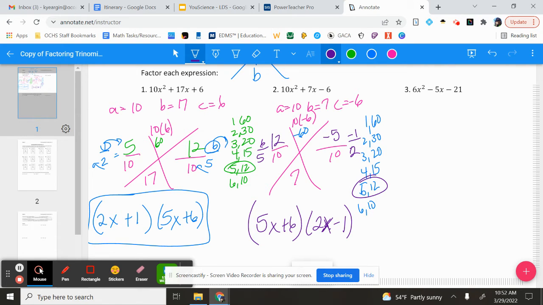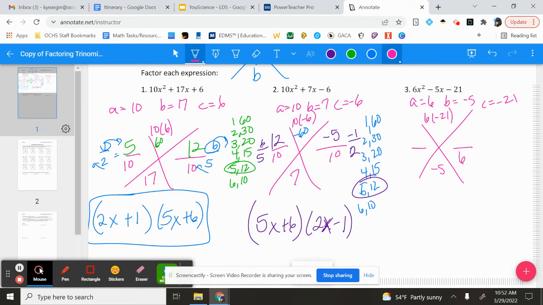As we get ready to look at the last one here, we're going to identify our a, b, and c values. So a is equal to 6, b is equal to negative 5, c is equal to negative 21. Put them into the bottoms up method, so 6 times negative 21 goes on the top, while negative 5 goes on the bottom.